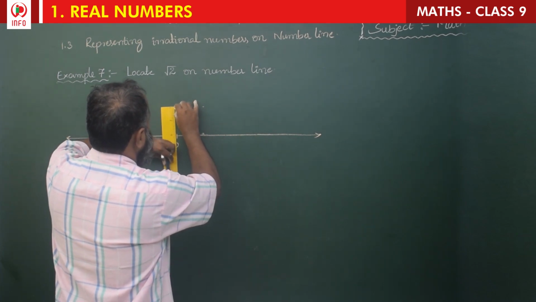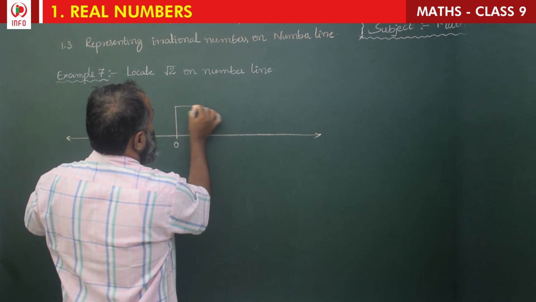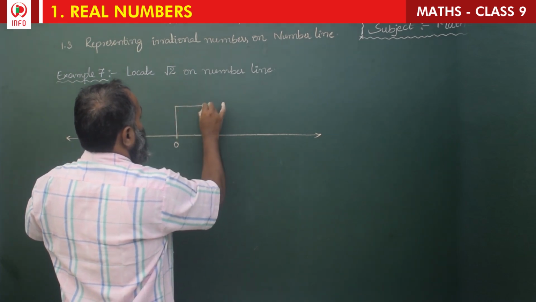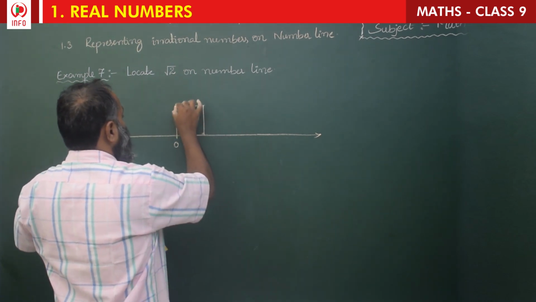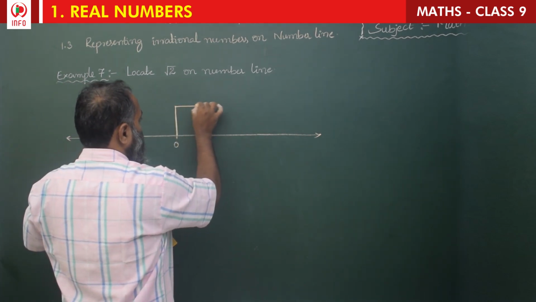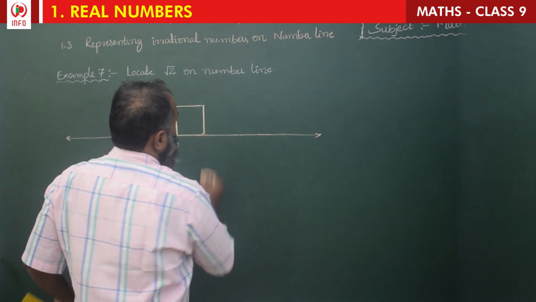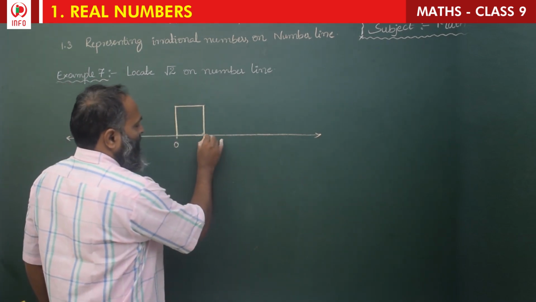Now you draw a square like this. This is 1 centimeter, 1 centimeter, and 1 centimeter. Like this square you should draw. Okay, this is a square. So each side is 1 centimeter, 0 to 1.